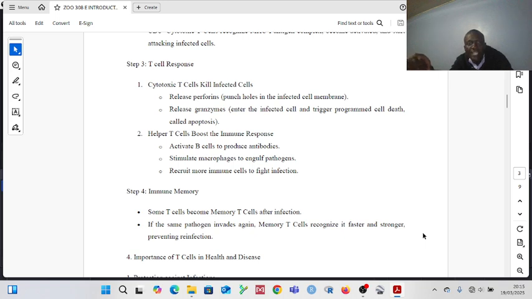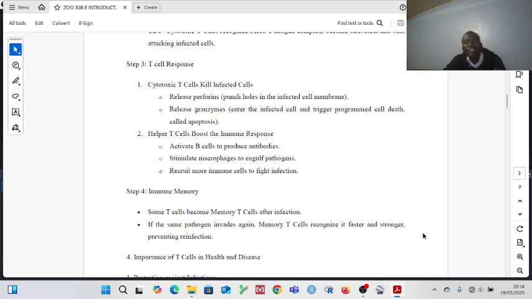Okay. The second way through which the T cells respond is that the helper T cells will now boost the immune system. Remember, when the CD4 were activating other immune cells, B cells will be activated so they produce antibodies. Okay, they will be stimulating macrophages. Macrophages are the ones that can engulf pathogens. Then more immune cells will be recruited so that they can help in fighting the infection.